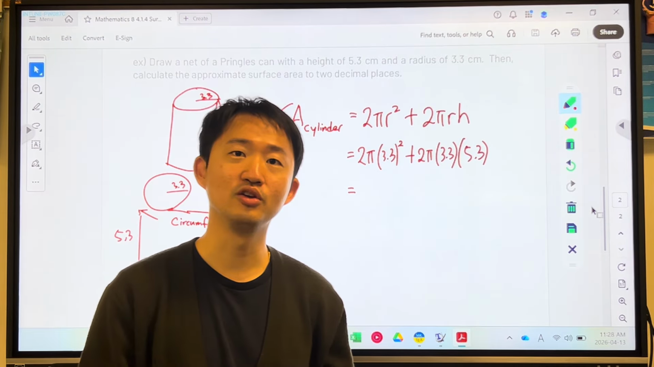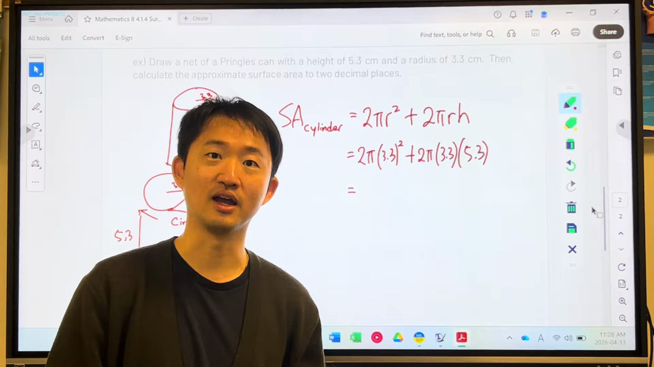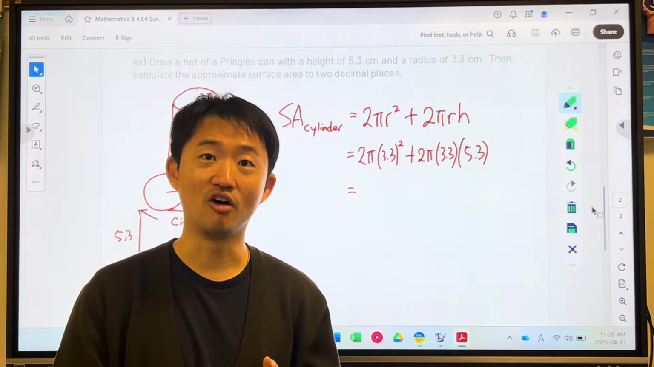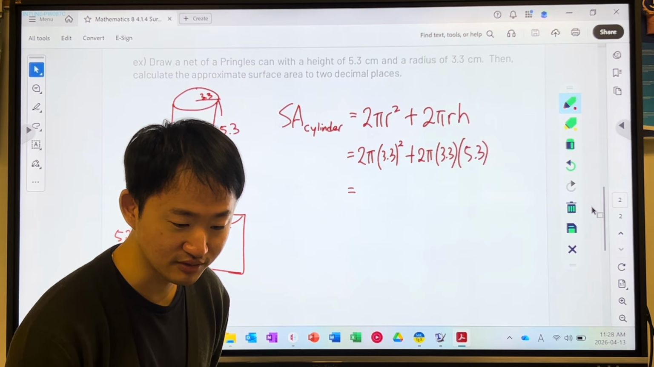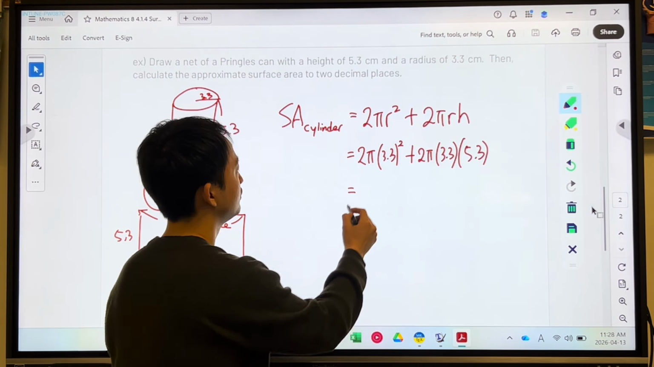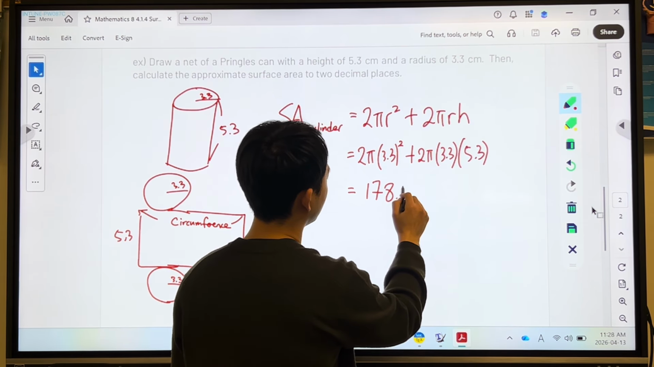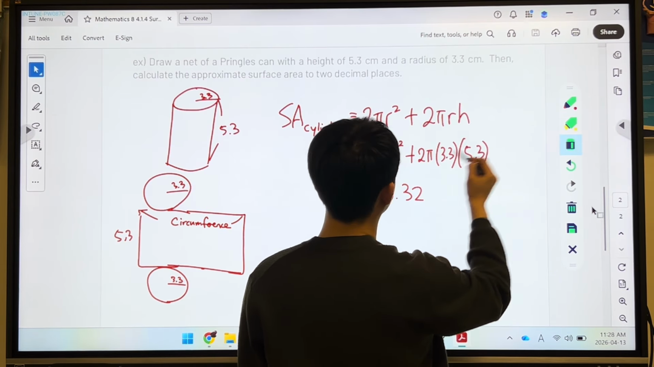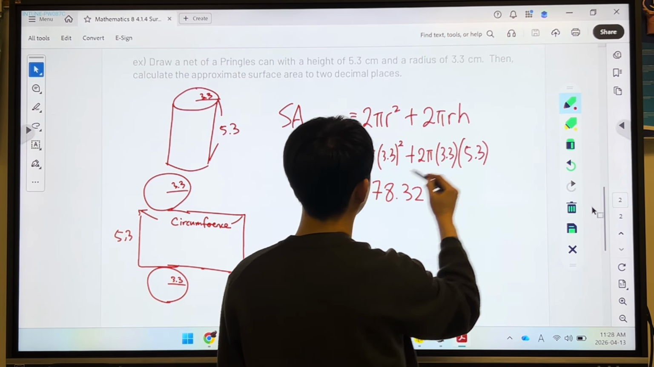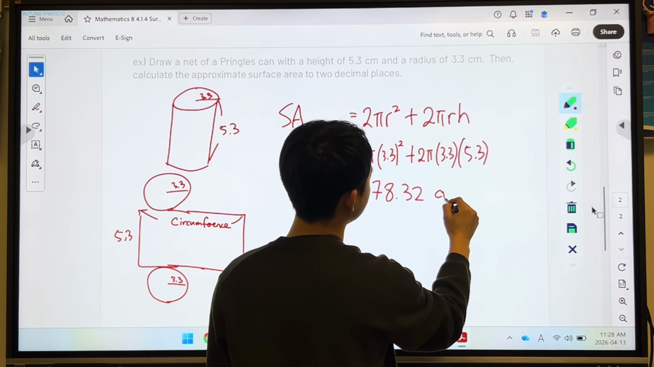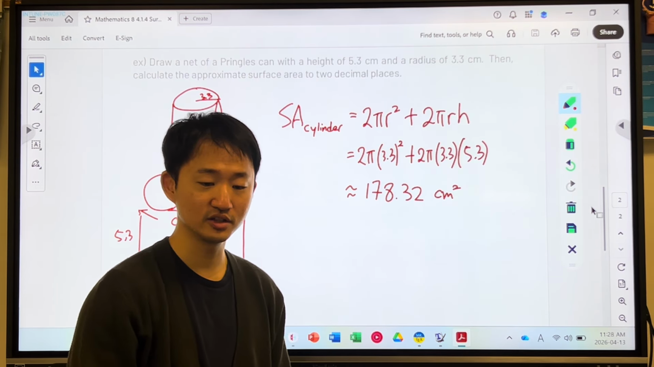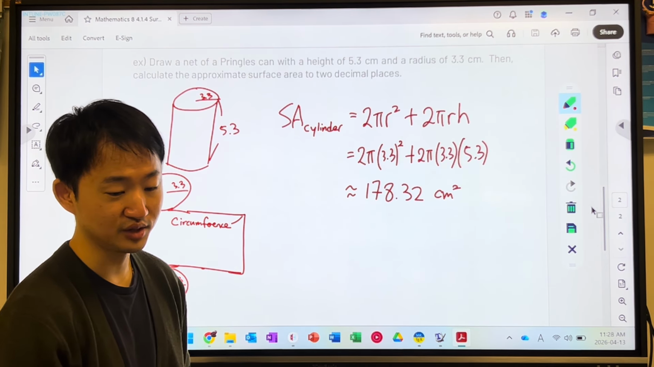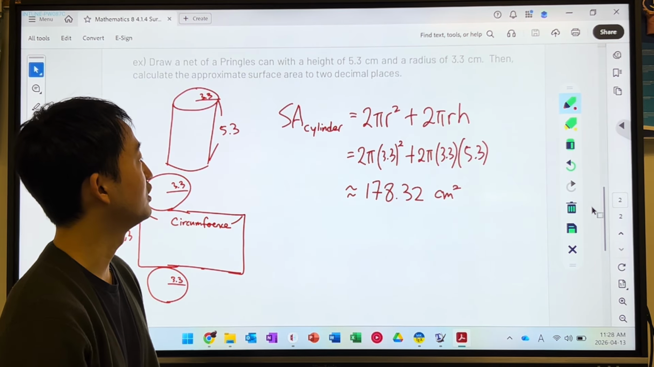Once again, I'm not using 3.14 in place of pi. I'm using the pi button on the calculator. And I got the result of 178.32. That'll be approximately centimeters squared. So in this case, the surface area of this cylinder is approximately 178.32 centimeters squared.